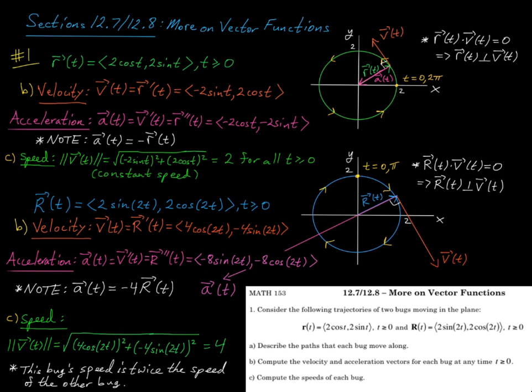Now for capital R of t, bug number 2, do the same thing. We look at the square root of the sum of the squares of the components of its velocity vector, so 4 cosine 2t squared plus negative 4 sine 2t squared. From the Pythagorean identity here, this is going to be 16 under a square root, so that simplifies to 4. And we note here that this bug also moves with constant speed, and this bug's speed is twice the speed of the first bug.